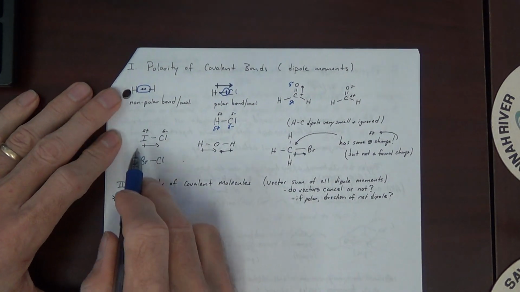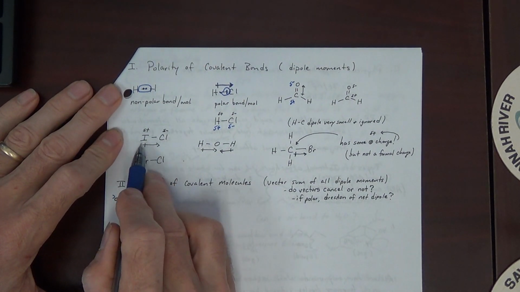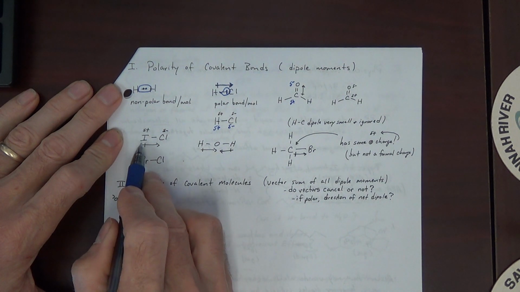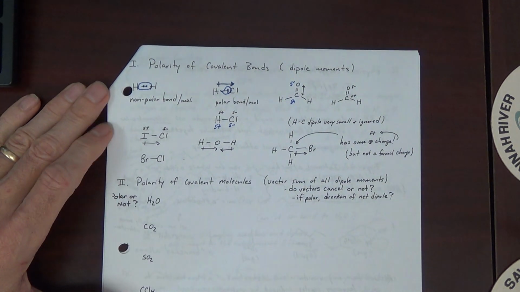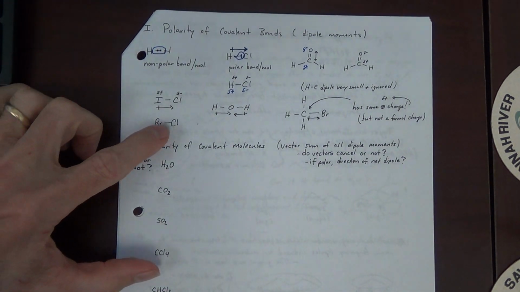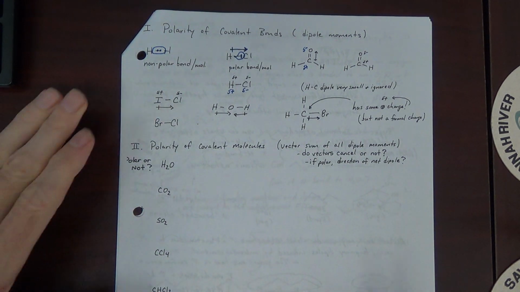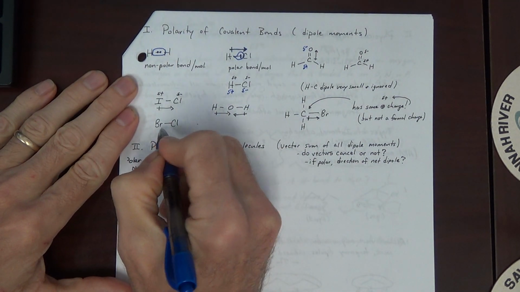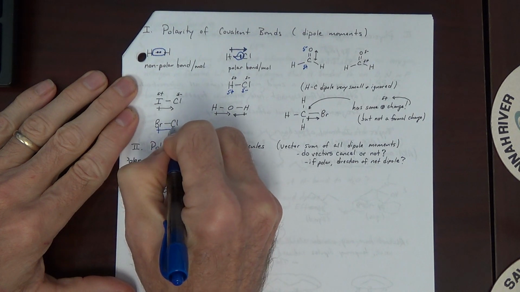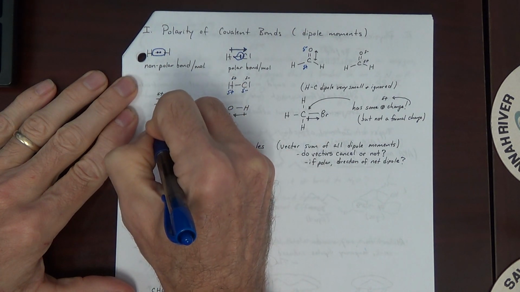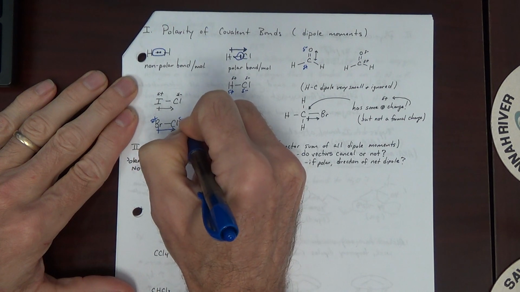This interhalogen molecule, the chlorine is more electronegative than the iodine. The chlorine pulls, leaving the iodine as partial positive and the chlorine as partial negative. What about for the BrCl molecule? Well, chlorine is more electronegative than bromine, so we have the same dipole. The bromine is partial positive, the chlorine is partial negative.